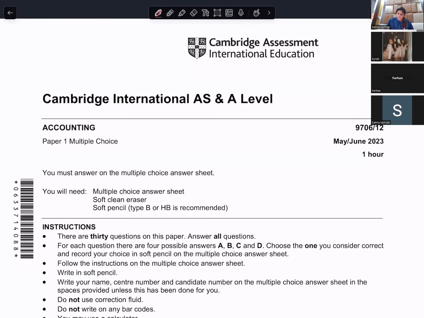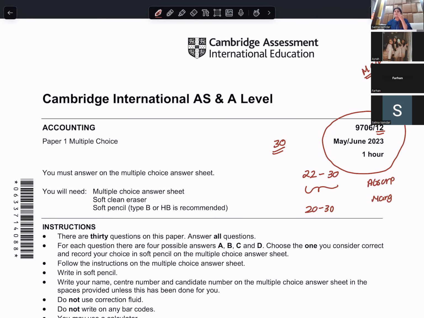So we are doing this paper of May-June 2023, paper 12. It is an MCQ paper. You have 1 hour for this paper, and you will be given 30 questions. From 22 to question number 30, or maybe from 20 to 30, you will have questions based on absorption costing and marginal costing.